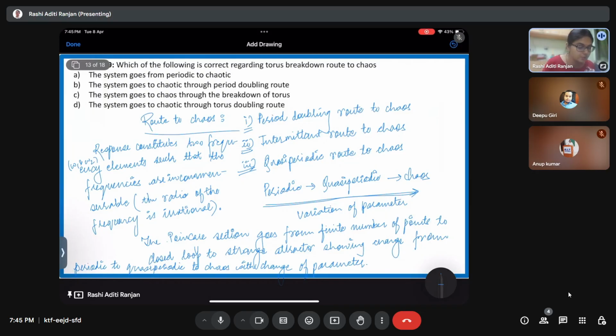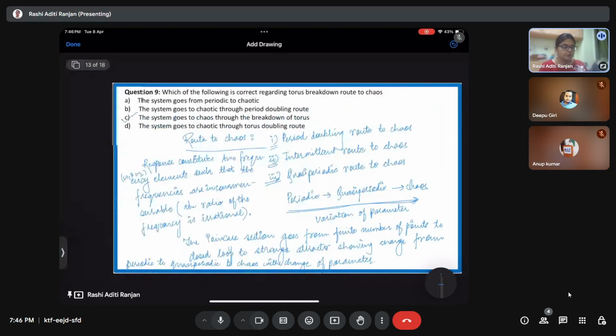And the system goes to chaotic through torus doubling route. No, torus doubling is not what is happening. What is happening is that the torus, which was present in the phase plane for the quasi-periodic response, now breaks down into random placement of points in the phase space, which leads to chaos definitely. So option C is going to be the correct option. Okay, I hope this is clear.